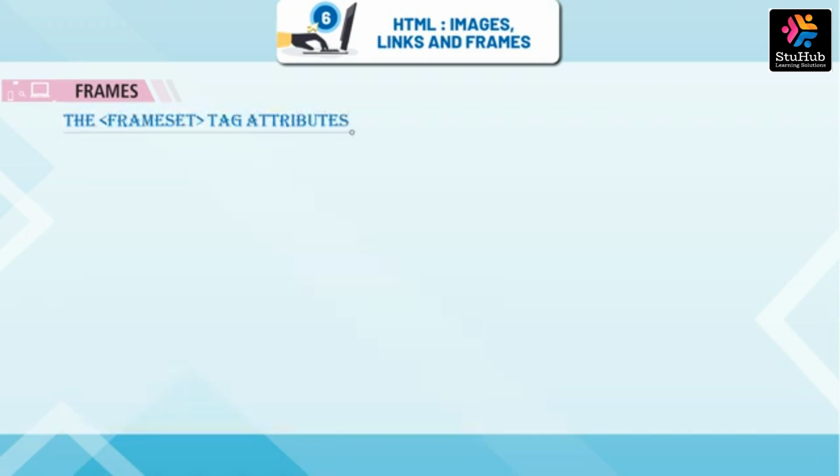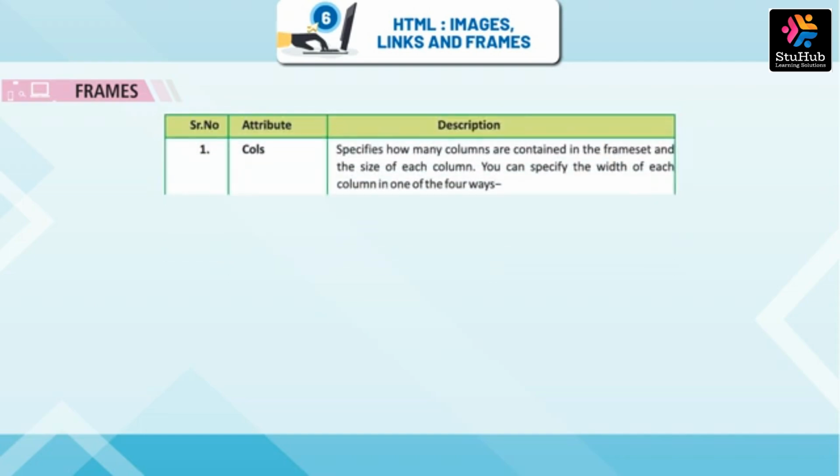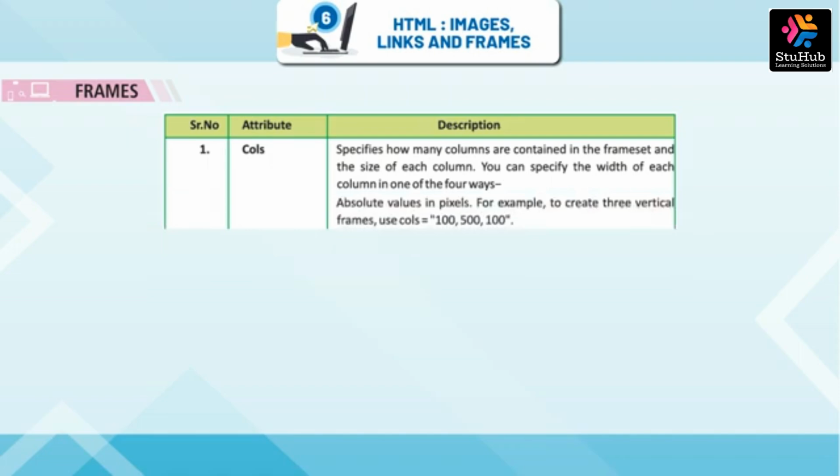The frameset tag attributes. The following are important attributes of the frameset tag. Serial number, attribute, description. 1. Columns. Specifies how many columns are contained in the frameset and the size of each column. You can specify the width of each column in one of 4 ways. Absolute values in pixels. For example, to create 3 vertical frames, use cols="100,500,100".